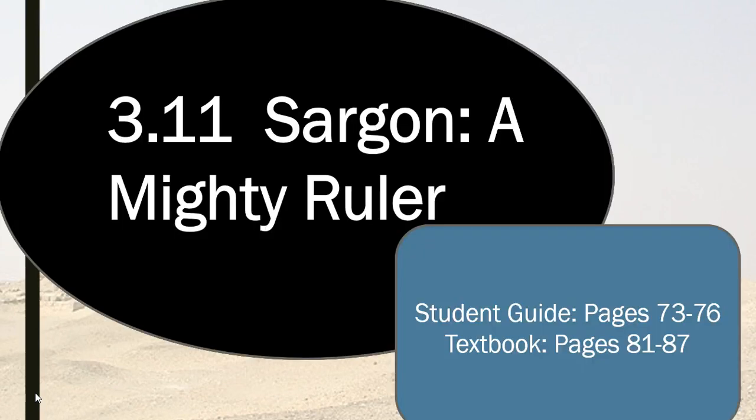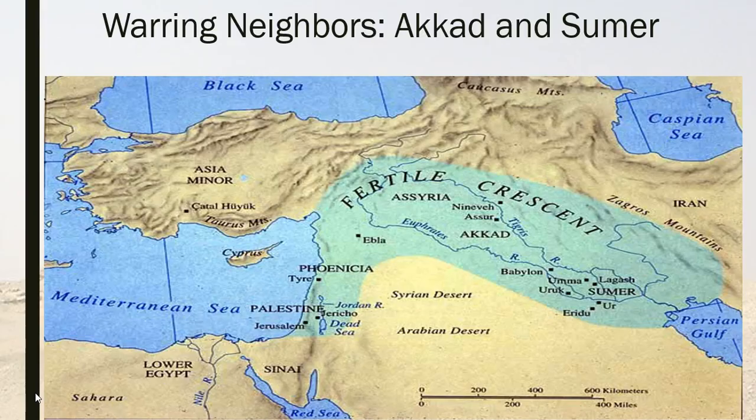Now first we're going to start talking about Lesson 11 of Unit 3, and that is the lesson on Sargon, who is a mighty ruler in these ancient civilizations. Now at this time we've discussed Sumer, and we've just talked about how this civilization, Sumer, started to decline. It was very prominent, very important for several millennia, and then eventually, because of salinization, or poor soil, and because of wars, it started to decline.